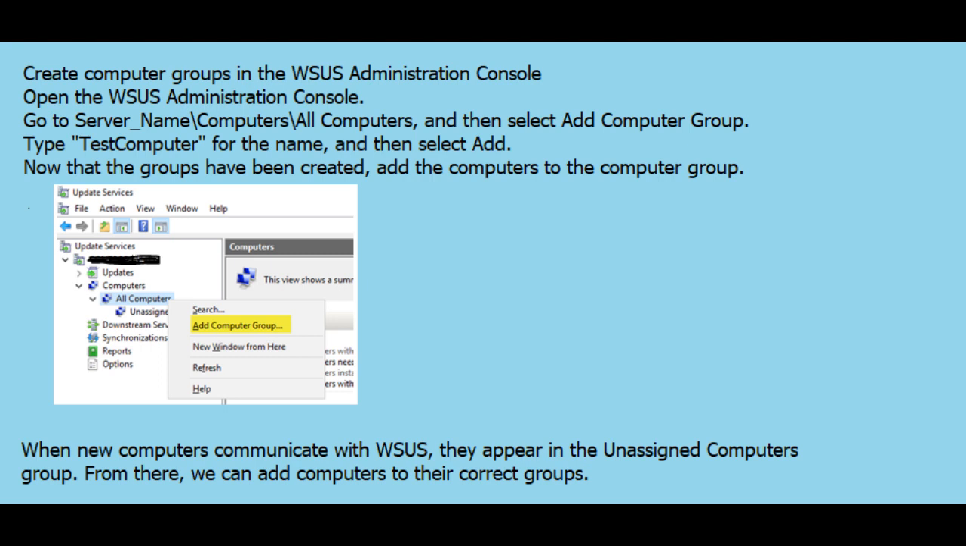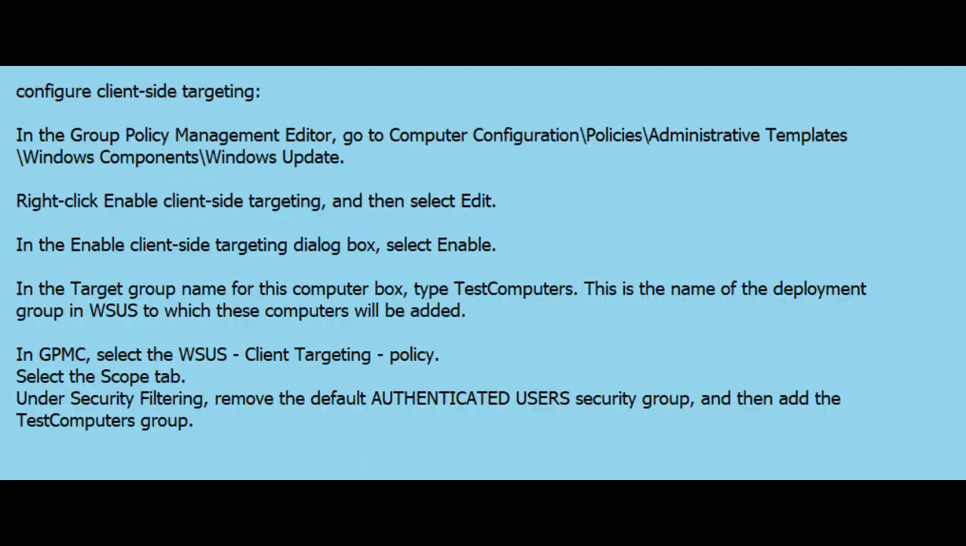Now that the groups have been created, add the computers to the computer group. When new computers communicate with WSUS, they appear in the unassigned computers group. From there, we can add computers to their correct groups.